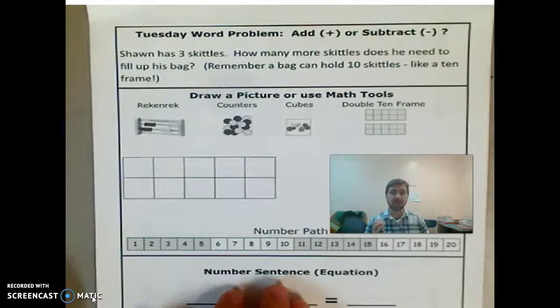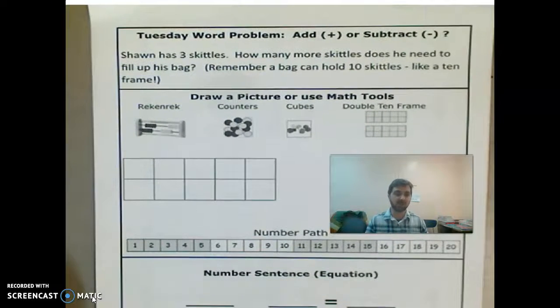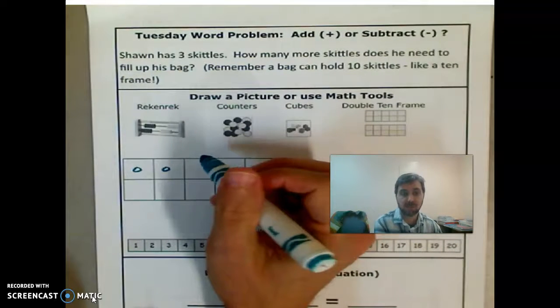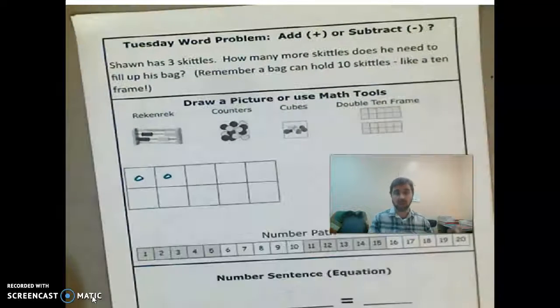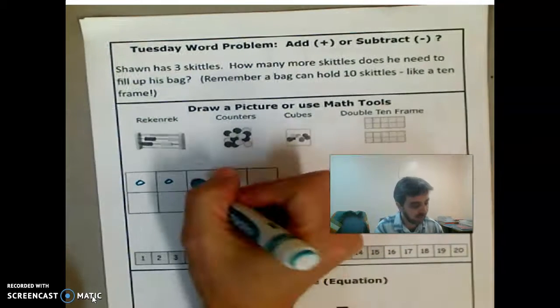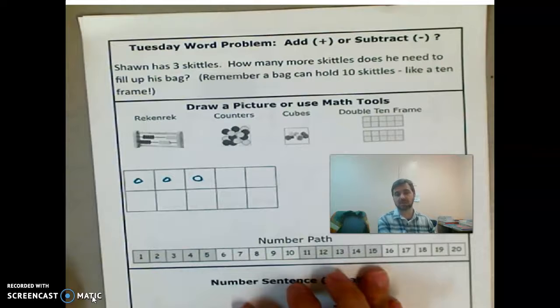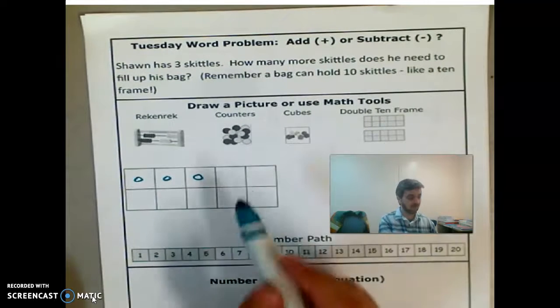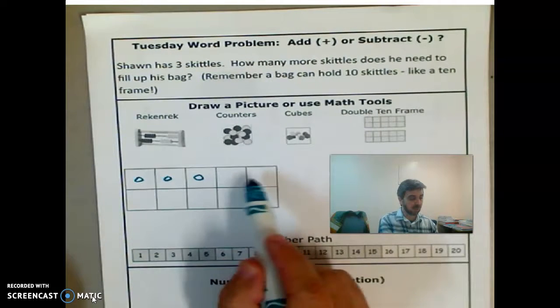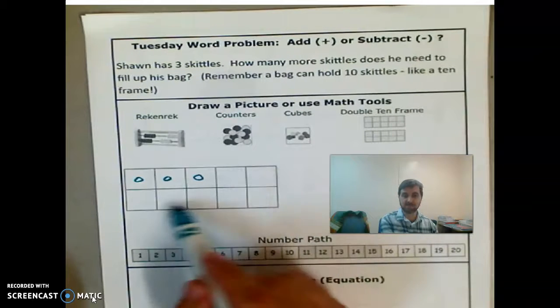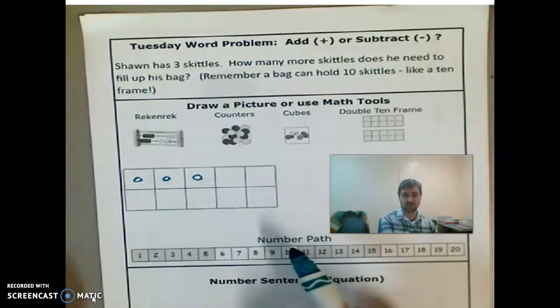In this situation, we have 3 Skittles, similar to the butterfly ones last time, where you caught 3, and how many more do you need to fill up your butterfly net? In this case, you have 3 Skittles. How many more Skittles to fill up the bag? Well, if we look, there's still 1, 2, 3, 4, 5, 6, 7 empty spots for those Skittles.